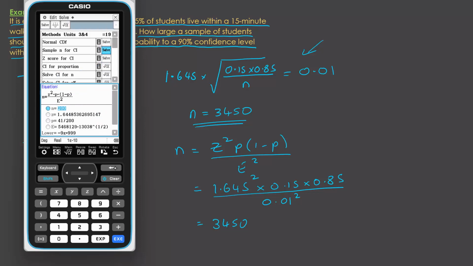So we're trying to find n, take that out of there. The correct value of z should have transferred in. The probability is 0.15. And the e that we're trying to produce is 0.01. And hit solve, and you'll see that we get the same answer.